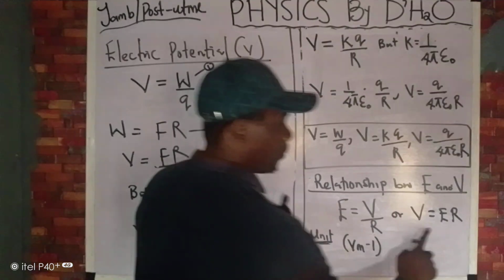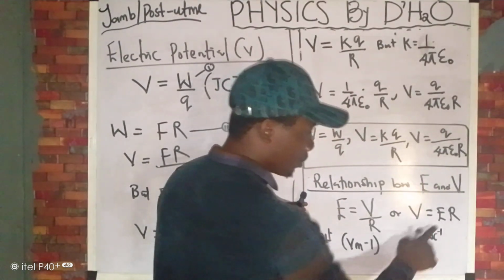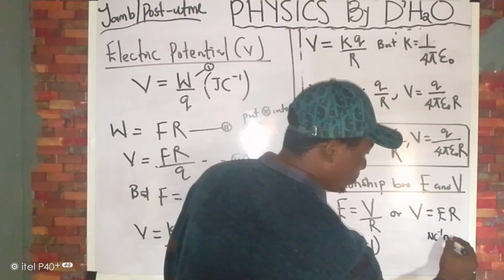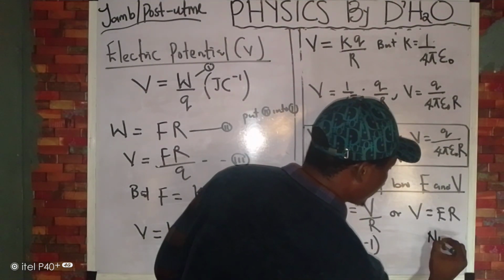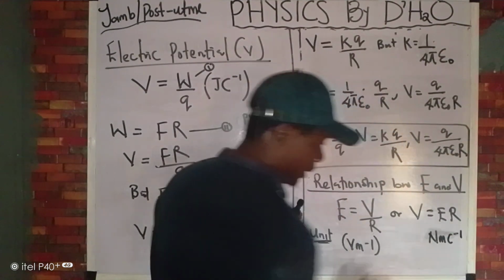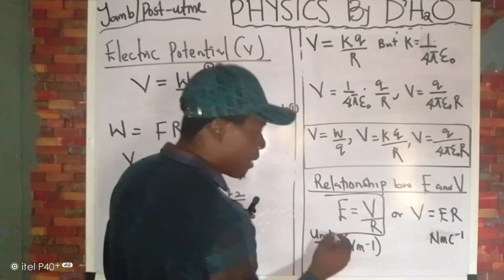What's the other unit? Remember that this can be Newton per coulomb. That's electric intensity. This one is what? Meter. So it is Newton meter per coulomb in combination. Newton meter per coulomb. You see now? Good. So this formula is very, very important.